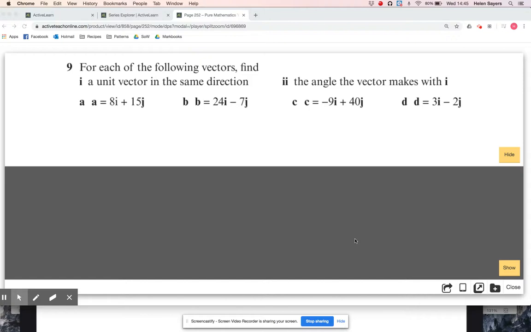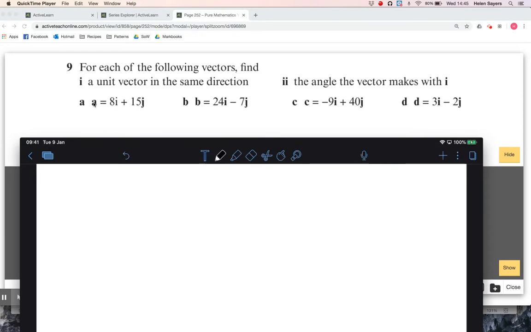Okay, we're looking at the first year core textbook and we're on mixed exercise 11, so on vectors, and we're looking at question 9. So this one starts off being about unit vectors. So the unit vector is basically a vector with, so if that's a unit vector, the magnitude of it is 1. Okay, so let's have a look at 9a part 1.